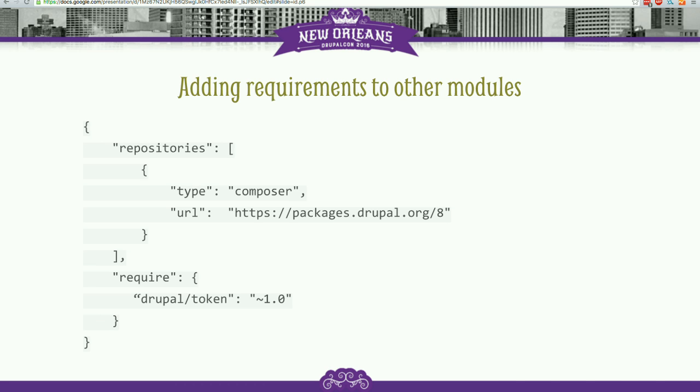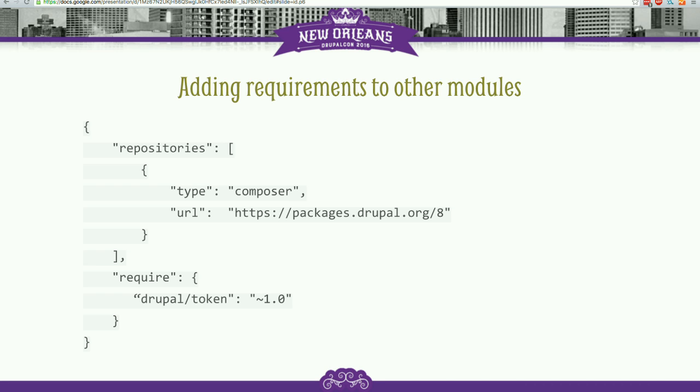So if you're a project maintainer and you want to add a requirement on another module, you can say, well, my project requires token, and I need at least the 1.0 version of token for Drupal 8. And this is what you would add to your composer JSON in your module. One thing to note is you will need to have this here, but you also want to still express your dependencies in the info.yaml file, because core is still going to look at info.yaml to see what your dependencies and dependency constraints are. So you probably want to have these match.